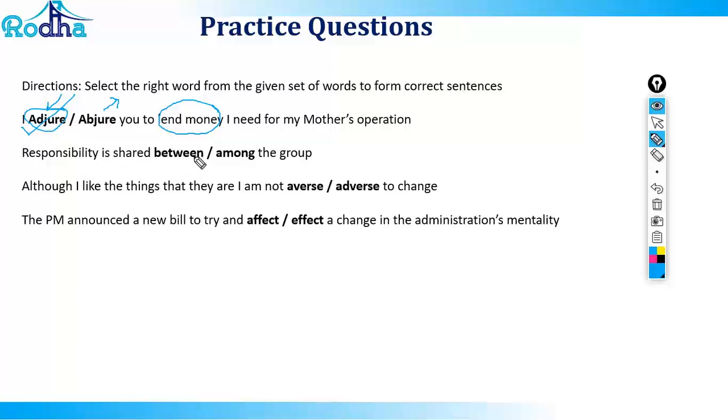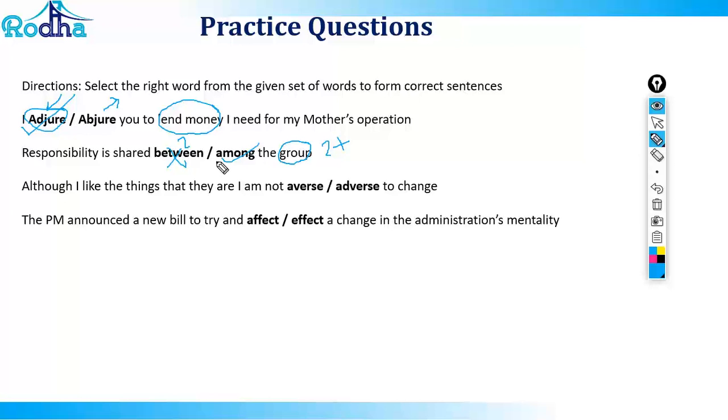Responsibility is shared between/among the group. Now, since you're referring to the group, obviously it will have more than two people. So it will have two plus people. So it can't be between, it has to be among. So between will be the wrong word. Between is always used when you're referring to two people or two parties or two objects or two entities.